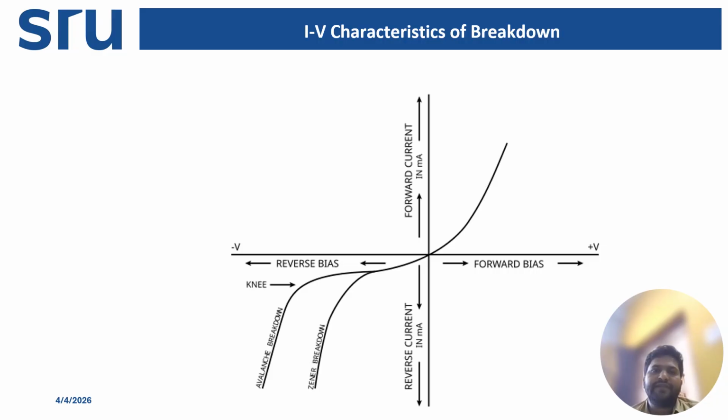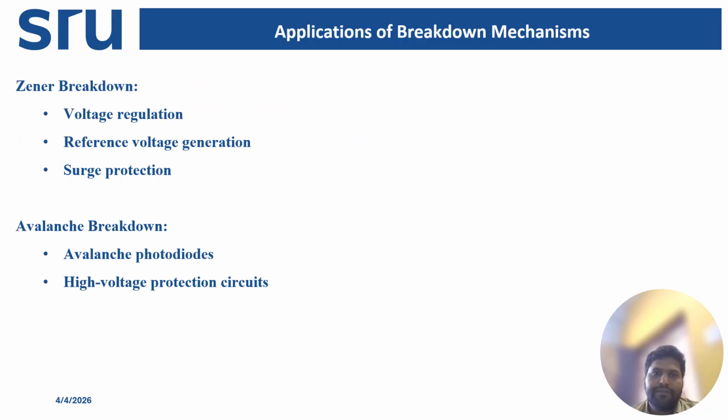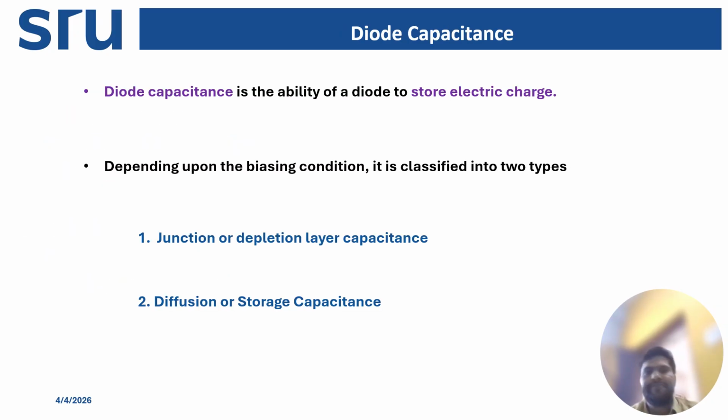So next is applications of breakdown, Zener breakdown and avalanche breakdown. First, Zener breakdown is used as a voltage regulator, reference voltage generator, and for surge protection. Avalanche breakdown is used in avalanche photodiodes and high voltage protection circuits.